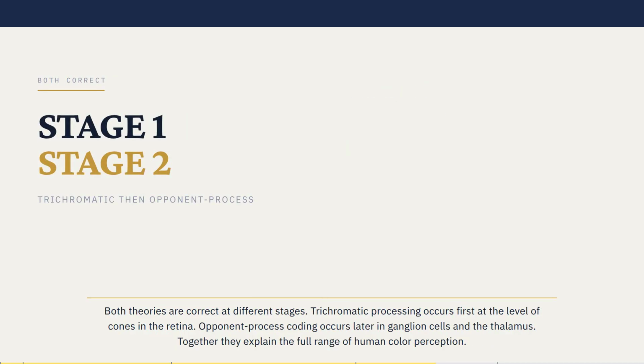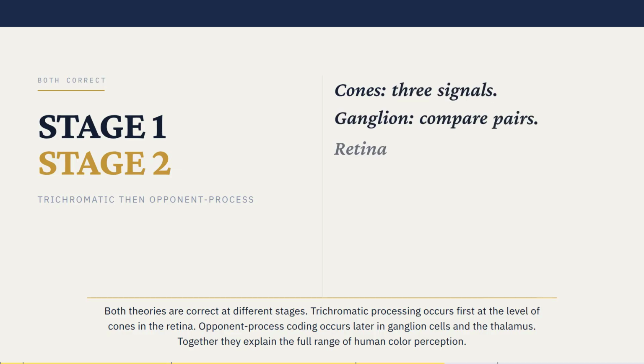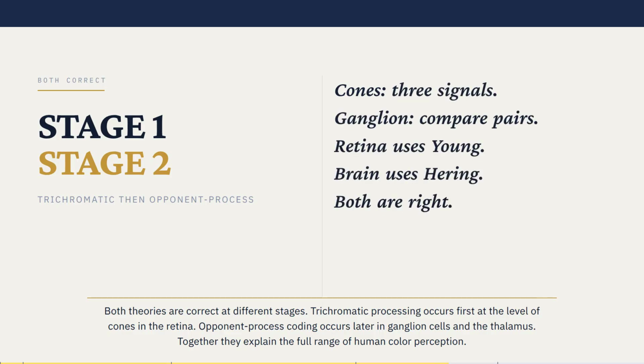Trichromatic processing occurs first at the level of cones in the retina. Opponent process coding occurs later in ganglion cells and the thalamus. Together, they explain the full range of human color perception.